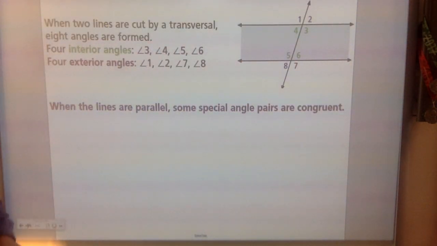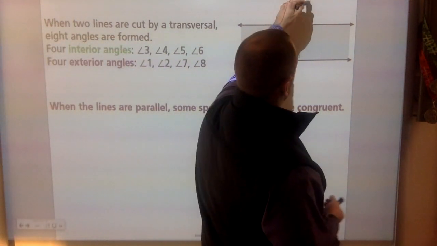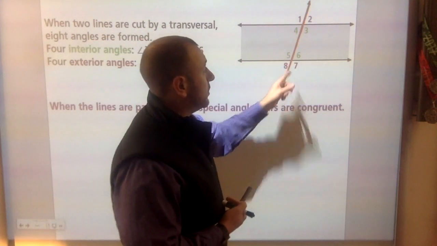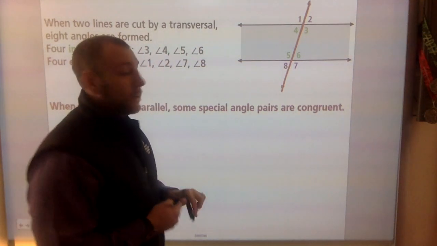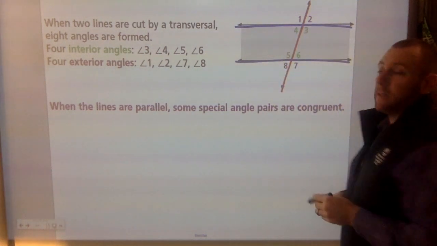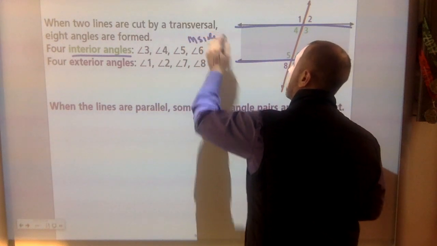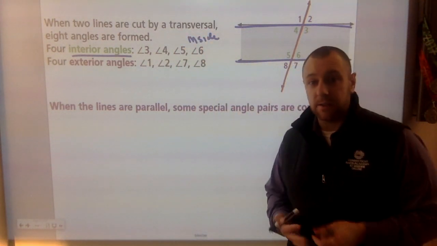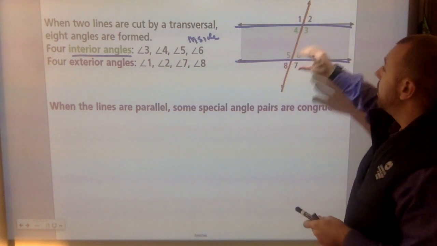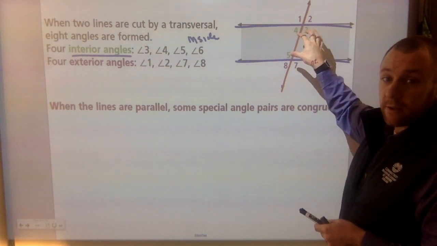So, first off, we have to talk about interior and exterior. So you'll notice this is my transversal. So my transversal is going between these two lines. So interior is inside. Interior means inside the lines that are going to be crossed. So if this is my transversal, it's crossing these two lines here. So all these angles here, 3, 4, 5, and 6, are interior angles.